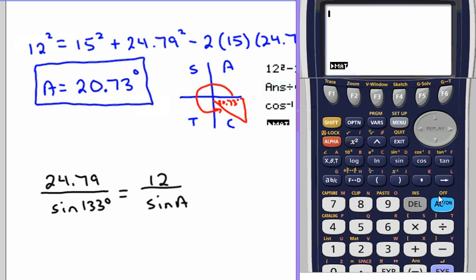I'm going to wind up with 12 times the sine of 133. And then I divide that by 24.79. That's what the sine of A should be. So then if I do inverse sine of that answer, I get 20.73. Look at that, you guys. They call that deja vu all over again.